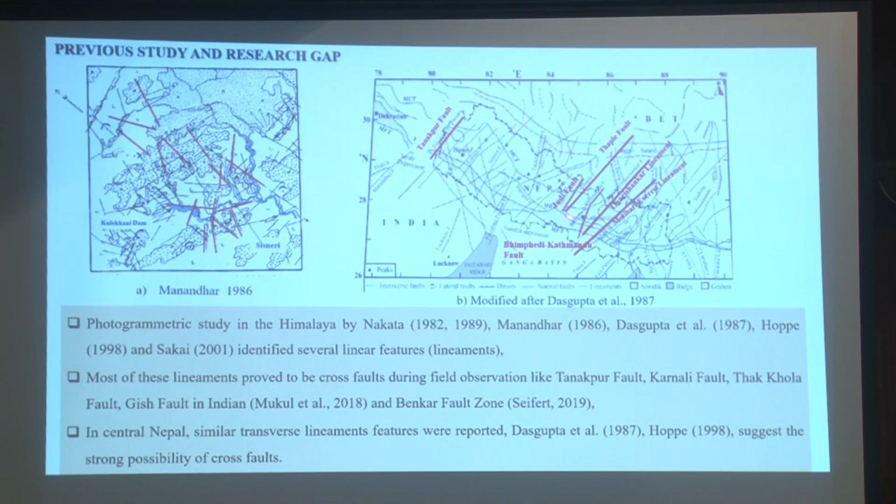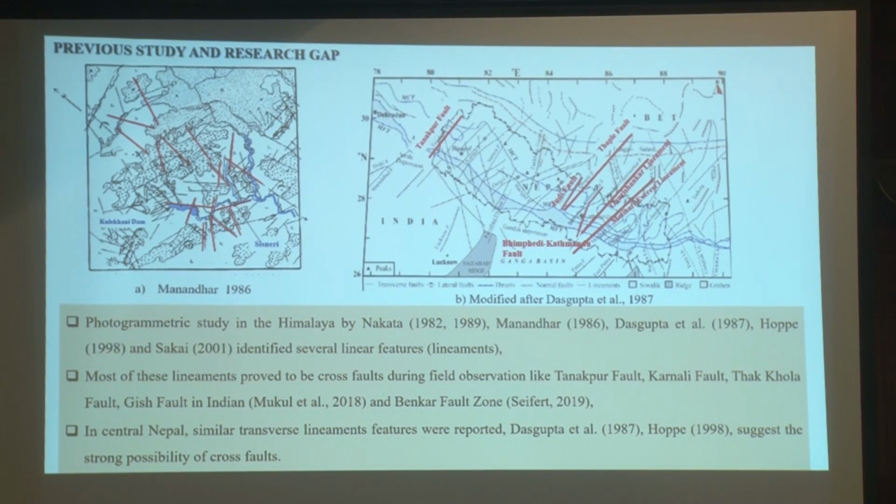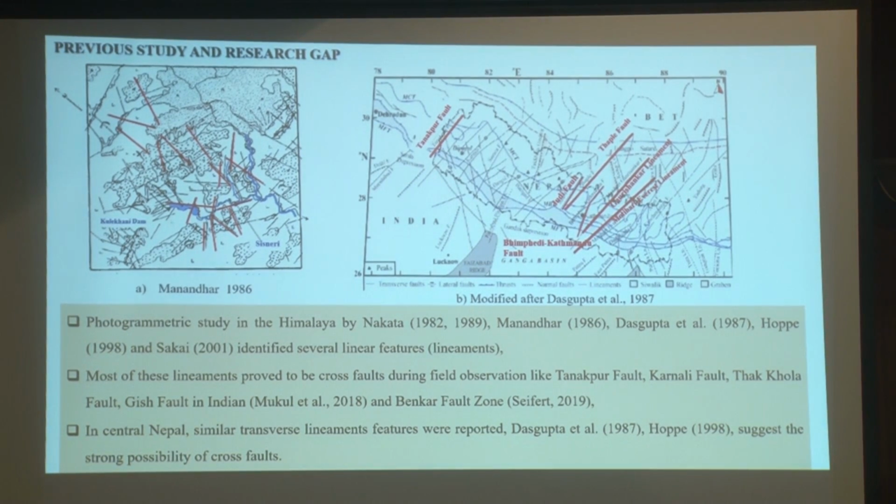We can see that in central Nepal there is a Juri fall and Thapli fall in the northwest part of the Kathmandu Valley. Below the Kathmandu Valley, we can also see the Bigfeli and Kathmandu lineaments. In the eastern regions, we can see the Gauri-Sakhar lineament over here, and the Matihari Abresh lineament in eastern Nepal. In 2018, Mukhul also identified the Giz fault in India, and in yesterday's session he also mentioned a Bekar fault zone in eastern Nepal, which is a cross fault in the Himalayan region. In central Nepal, many similar transverse lineaments were previously reported by Dasgupta and Ho, and this suggests there is a strong possibility of cross faults in central Nepal.